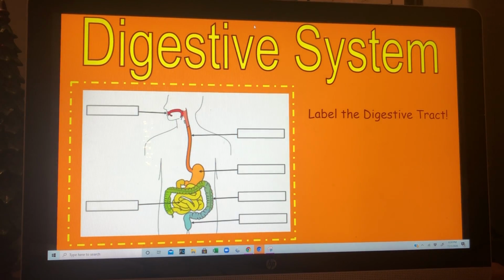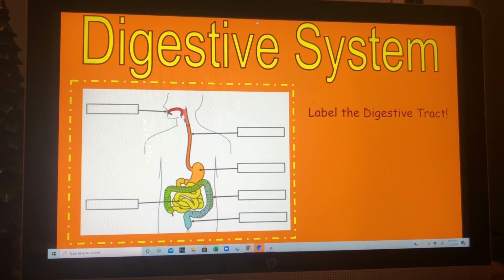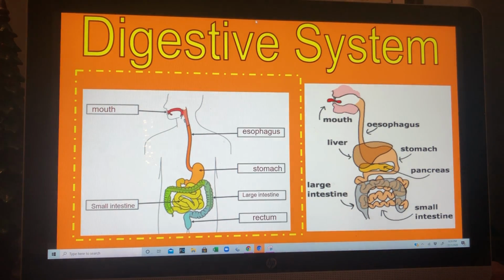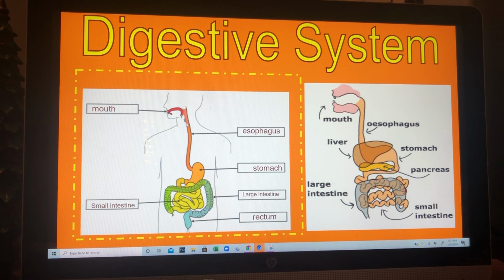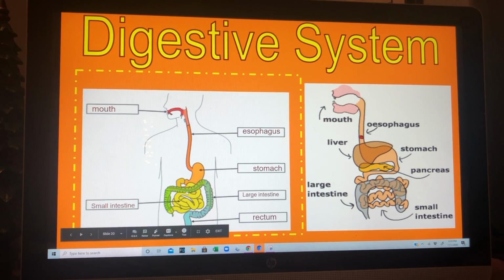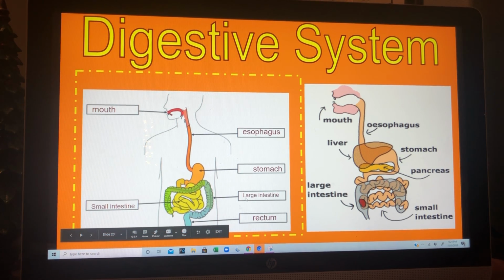Okay, at this time we are going to label the digestive tract. And here we have the labeling of the digestive tract, starting with the mouth, down the esophagus, then to the stomach, then into the small intestine, then to the large intestine, then to the rectum, and then of course out the anus.